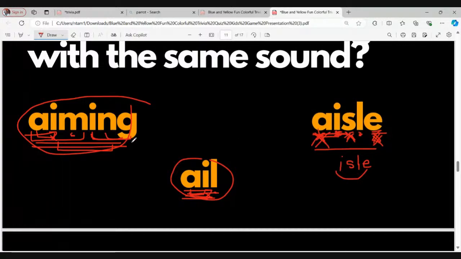Alright guys, so remember in 'ail' we hear the A sound for the A and I. In the word 'aiming', we also hear the A sound. But in the word 'aisle', the A is silent and you can hear the I make the sound I. The S is also silent and you can hear the L, and the E at the end is silent too. So we only hear I, L, aisle. Be very careful when spelling that word.